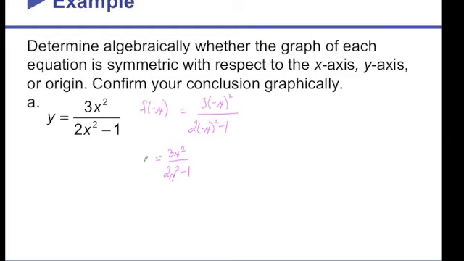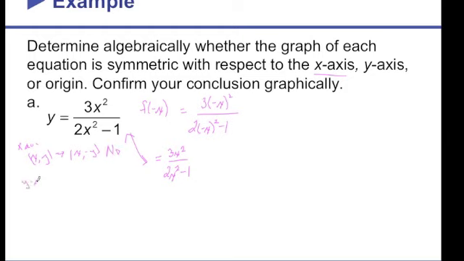So in this case, these two are equal. So f of negative x equals f of x. So I would say, in this case, with respect to the x-axis, for the x-axis I want (x, y) to give me (x, negative y). So for the x-axis, I would say no.